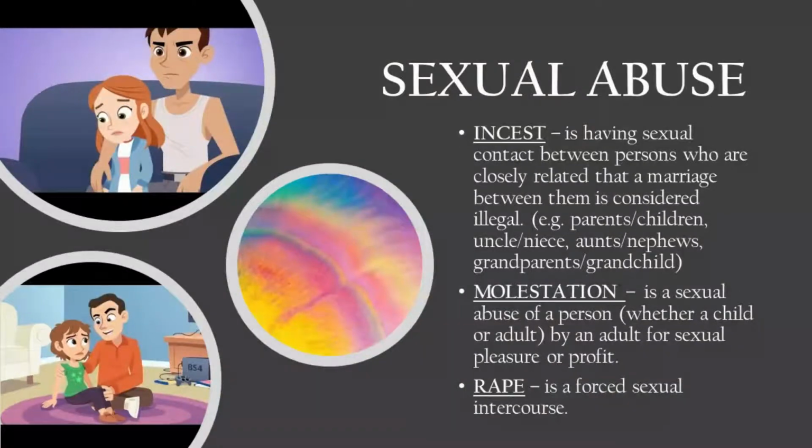Then we also have sexual abuse. Under this, we have incest. It is having sexual contact between persons who are closely related that a marriage between them is considered illegal. For example, a parent to his child, an uncle to a niece, an aunt to a nephew, grandparents to grandchild. There is also molestation.